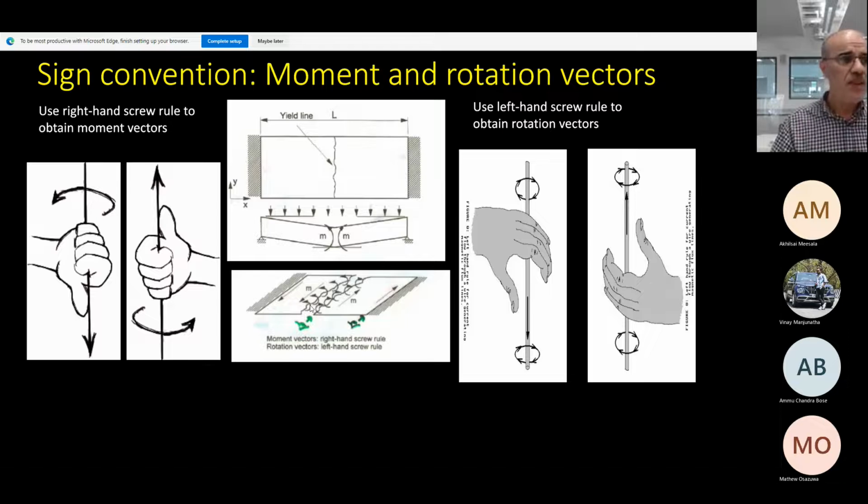Okay? But what you need to remember, you use the right hand for moment, left hand for rotation. Okay? We'll do more of this so you get a lot of practice. Is that clear? Okay. So this is for the slab.